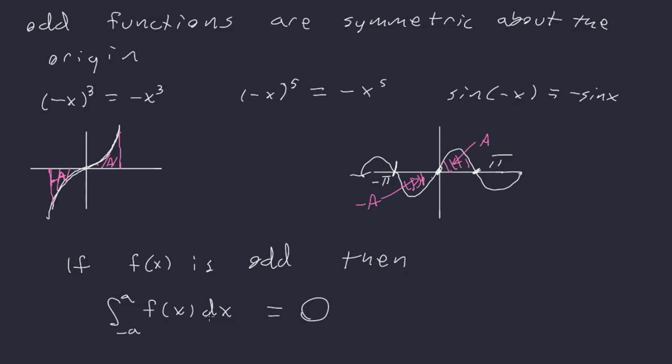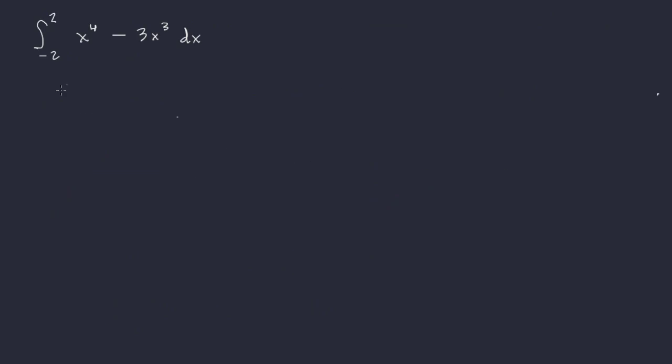Now, the problem, and it's not actually much of a problem, but most functions aren't even or odd. They're often a combination of one or the other, or they're neither. Okay, but we can still use these ideas to help us calculate definite integrals. Let me show you how that works. All right, so to show you what I mean, let's take a look at the integral from negative 2 to 2 of x to the fourth minus 3x cubed.